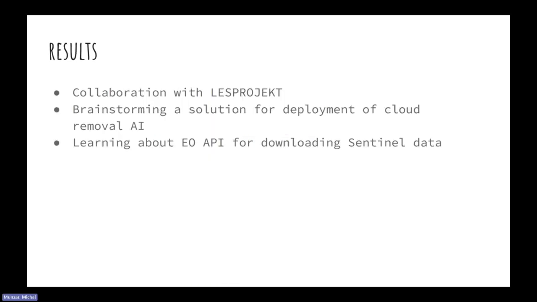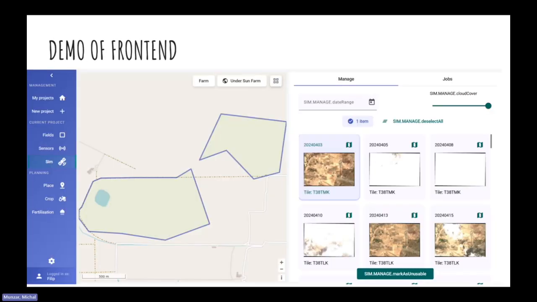So what we discussed today is how to deploy the AI, collaborating with the LESS project, and we talked about their Earth observation API for downloading the data. There are a few challenges, such as storing the data, cutting out the relevant parts, and transferring the data between components and such. Maybe you can help me talk a bit about the front end.